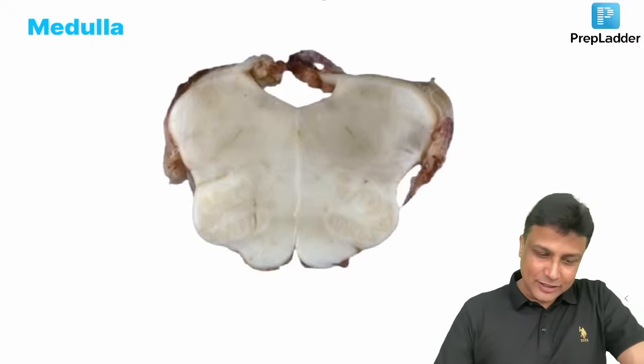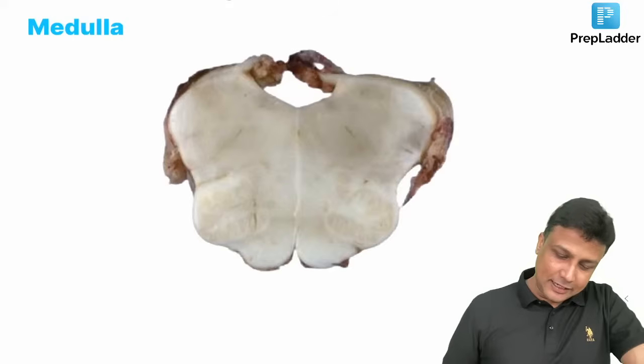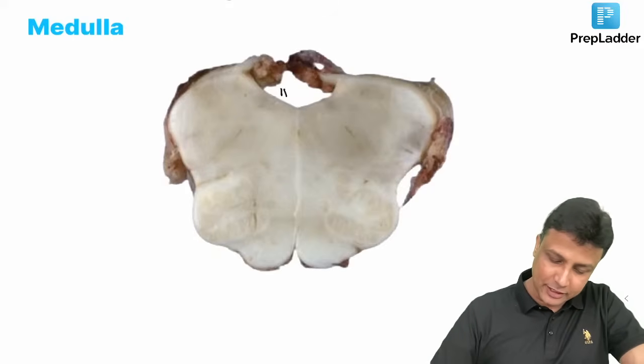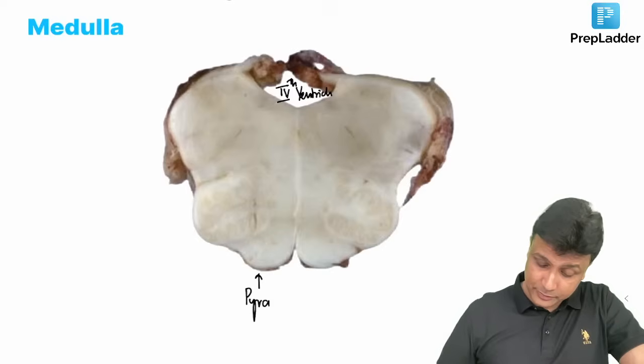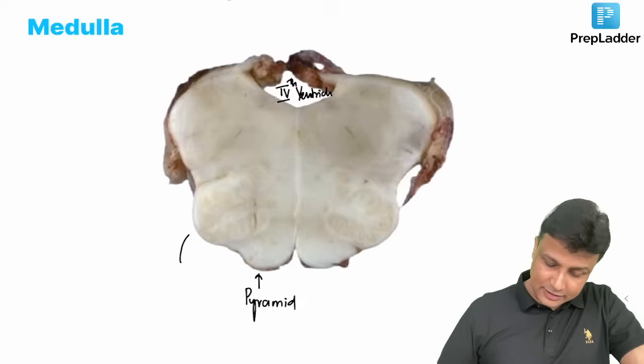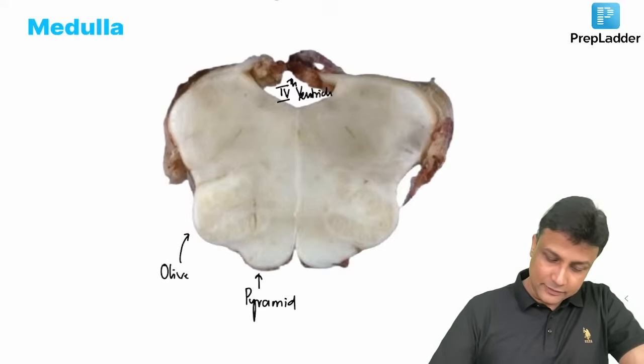Yes, this is actually the medulla oblongata here, and you can easily identify it. Why? Because behind the medulla oblongata there's a ventricle, and this ventricle will be the fourth ventricle. Apart from that, anteriorly you're able to see this elevation. This elevation will be the pyramid, and this elevation here will be the olive, and you can clearly appreciate there will be the inferior olivary nucleus here.